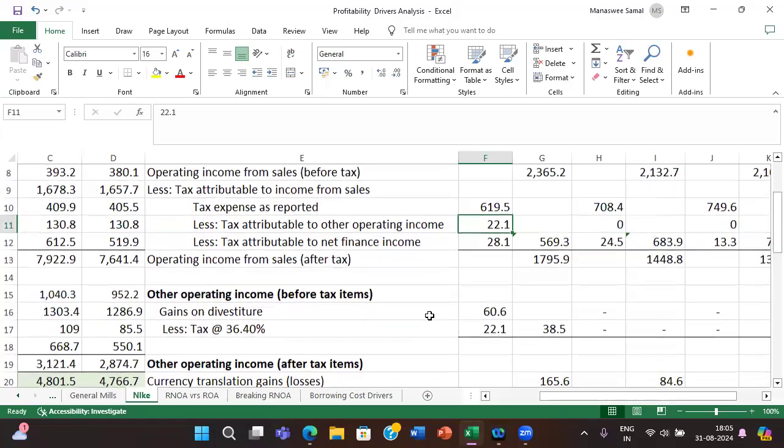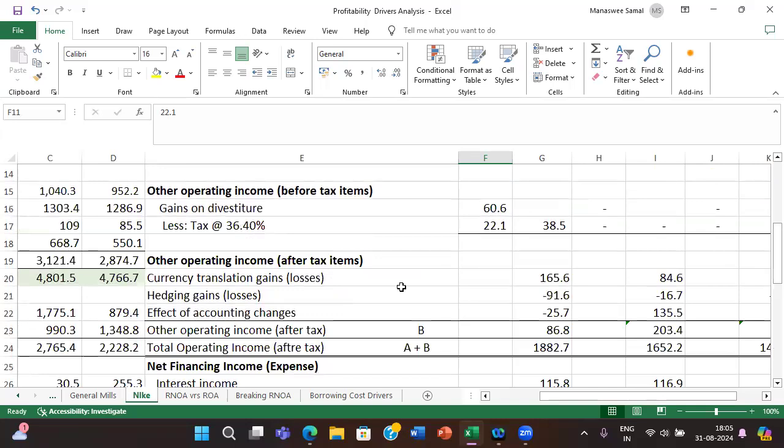Then the same pattern. Yeah, the tax rate is different. You know, in US, it can vary from company to company. More or less same kind of items, currency translation gain, hedging gain. Yeah, this is something unusual. The effect of accounting change as per US GAAP, Nike was forced to recast some figures because of change. Okay. But this will not be a regular item, so forget it. And this change they have reported under OCI, net of tax.